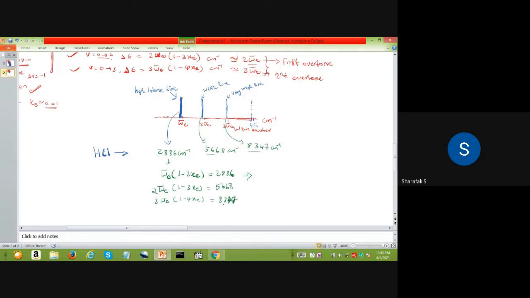These are the values we can get from the experimental analysis of the IR spectra of HCl, with this kind of overtones and fundamental lines. So we have three equations and two unknowns, xe and omega e bar, which we have to find out. From this, we can calculate these values. Then we get omega e bar equal to 2,990 centimeter inverse.